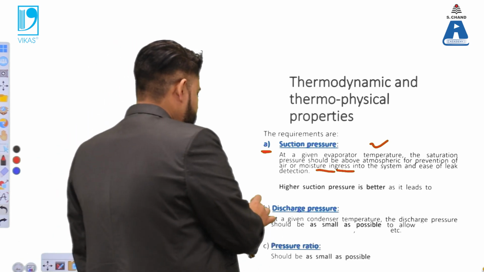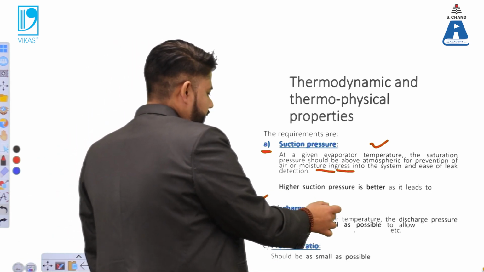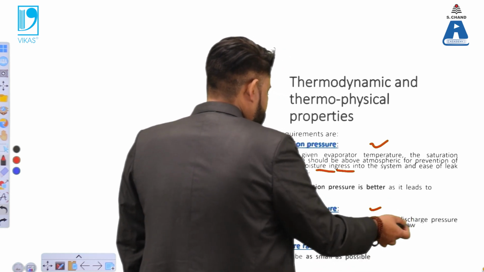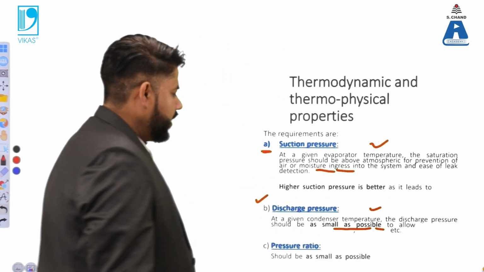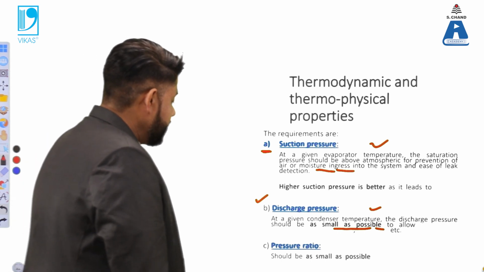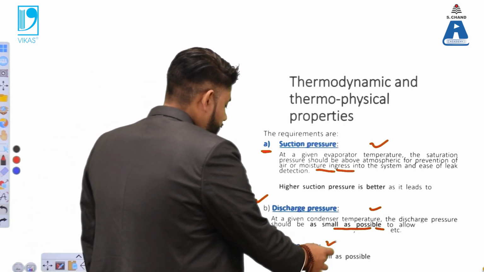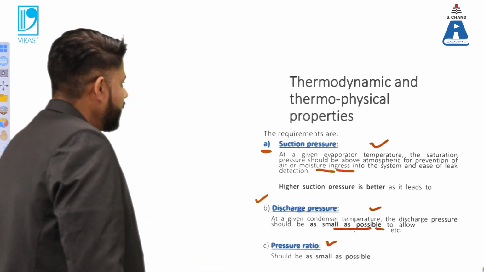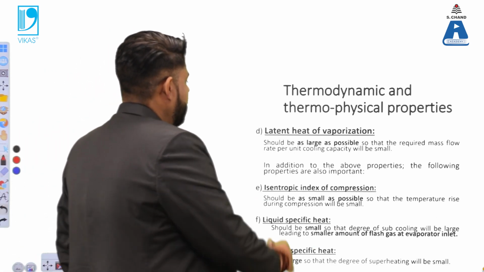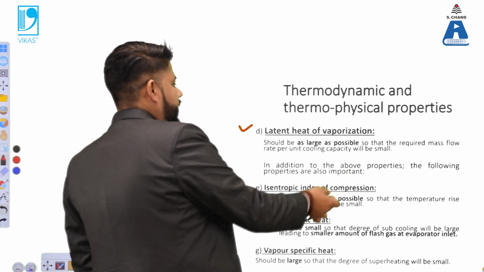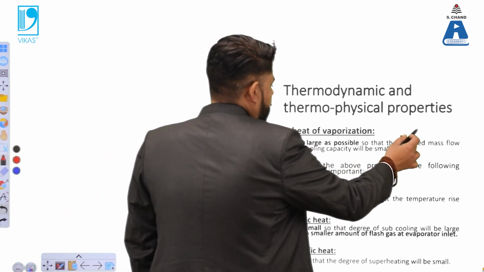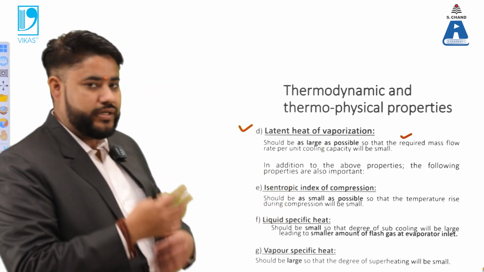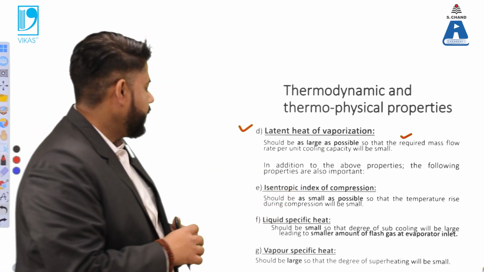Then the discharge pressure: at a given condenser temperature, the discharge pressure should be small, and there must be a smaller pressure ratio. So the pressure ratio should be as small as possible. Then we have the latent heat of vaporization. The latent heat of vaporization should be as large as possible, so that the mass flow required per unit cooling capacity is small.